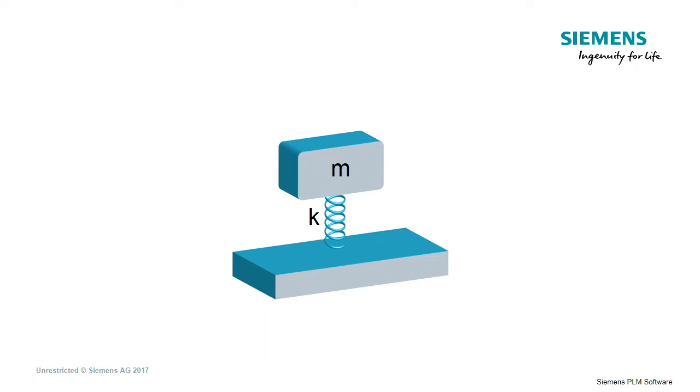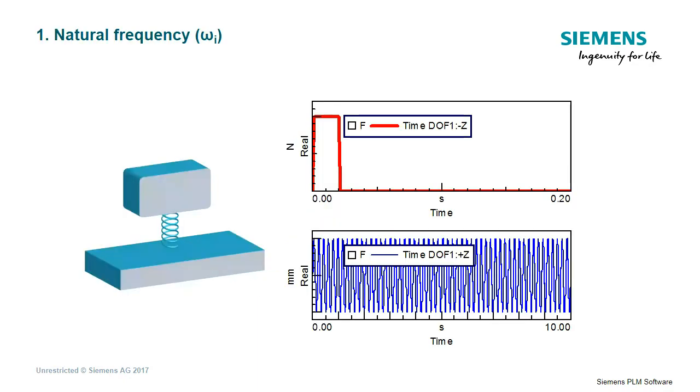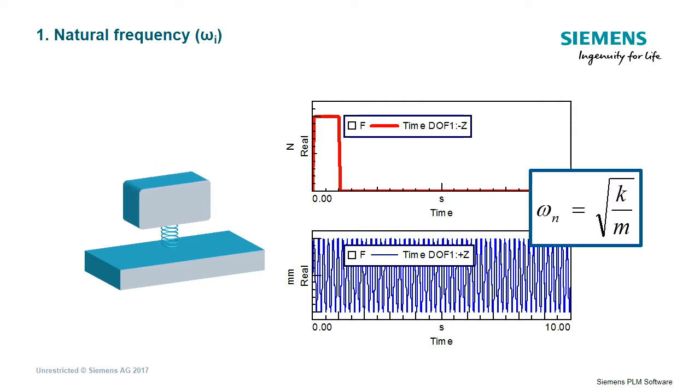To explain the meaning of the different modal parameters, let's consider the simplest possible dynamic system: a rigid mass connected to the ground by an ideal spring of stiffness K. If we apply an impulse force to the system and we measure the response, we will observe that this system oscillates at a very specific frequency. This frequency is a property of the system, and in this simple case it can be computed analytically by simply taking the square root of the ratio between the spring stiffness K and the mass m.